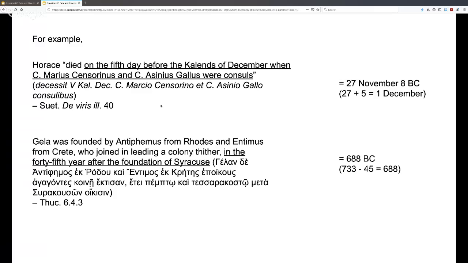Another example is from Thucydides, where we have a reference to the foundation of Gela. And here in Thucydides we have a relative chronology, because he tells us that Gela was founded in the 45th year after the foundation of Syracuse. And so, thanks to this, we can get a date using, of course, also other external sources, because especially for relative chronology, we also need other external sources to get an absolute chronology.